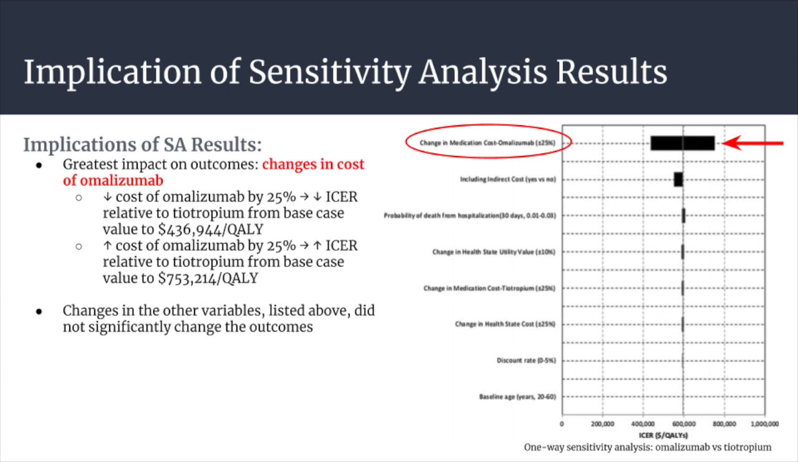A decreased cost of omalizumab of about 25% decreases the ICER relative to tiotropium from base case value to $436,944 per QALY. On the other hand, an increase of cost of omalizumab by about 25% will increase the ICER relative to tiotropium from base case value to $753,214 per QALY. However, changes in the other variables listed above did not show significant change towards the outcomes. Therefore, they will not be discussed here.